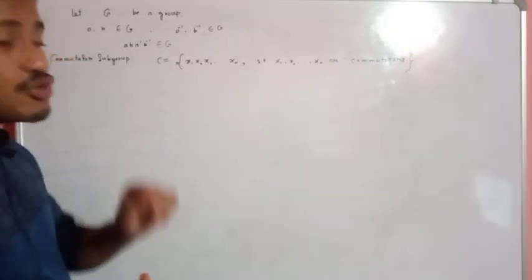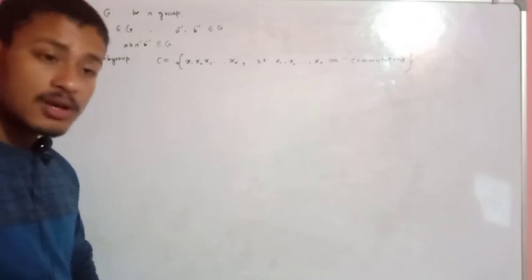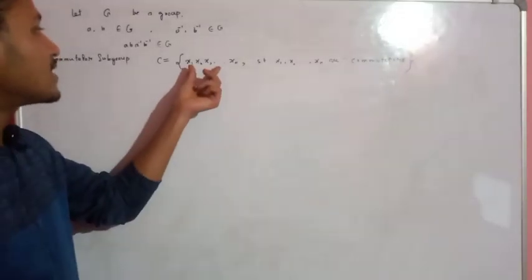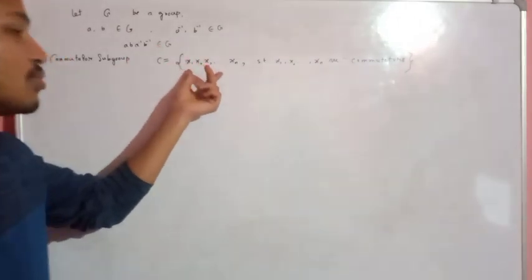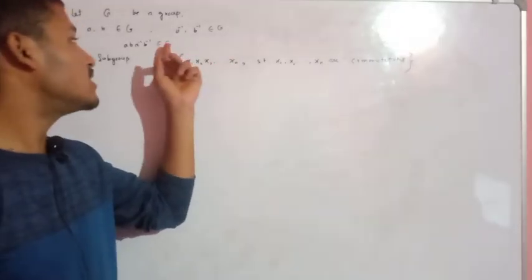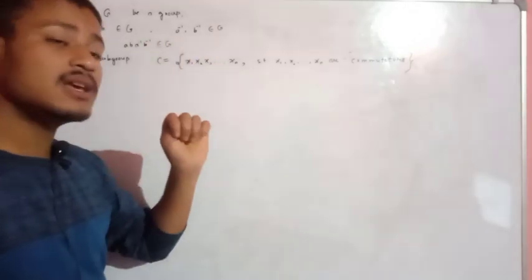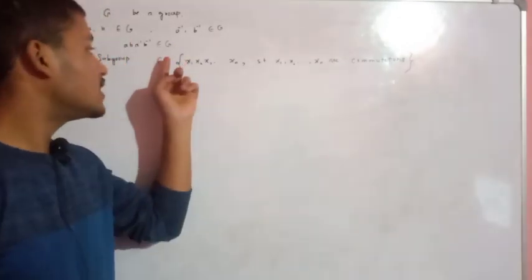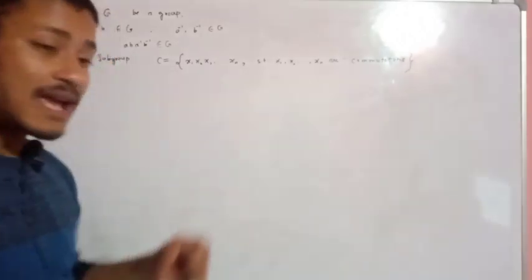Now tell me, is this set a group? What must hold for it to be a group? It should be a subgroup of G. First of all, it should be a subset of G. For it to be a subgroup, the set G prime should be a subset of G, and the operation must be the same as the operation of G.